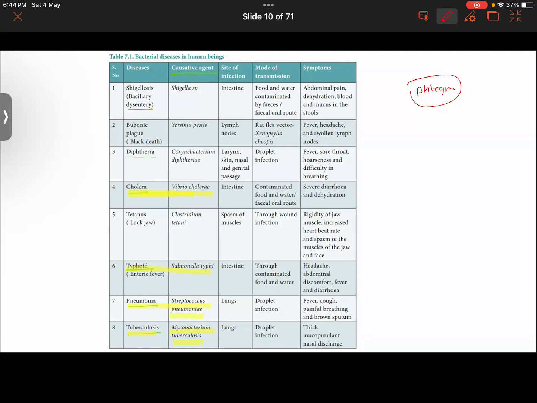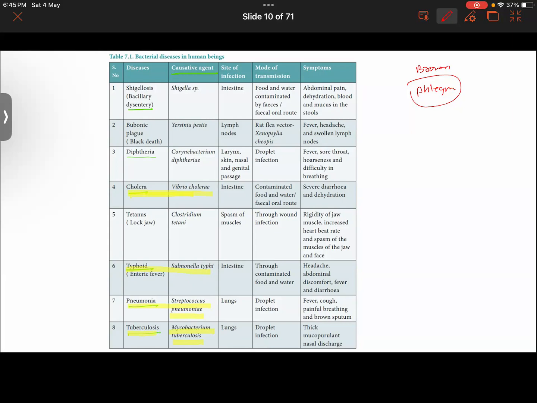Like you have dry cough, then you have a cough in which phlegm also comes out. So in this case, brown phlegm will come if the person is suffering from pneumonia. Everyone getting this or not? Hope I'm audible to everyone. Why are you guys not replying?